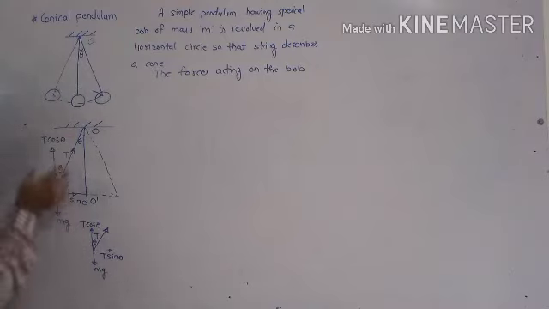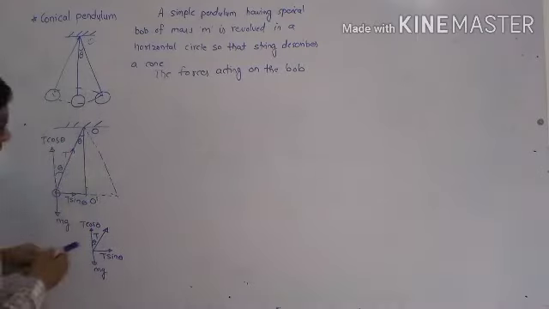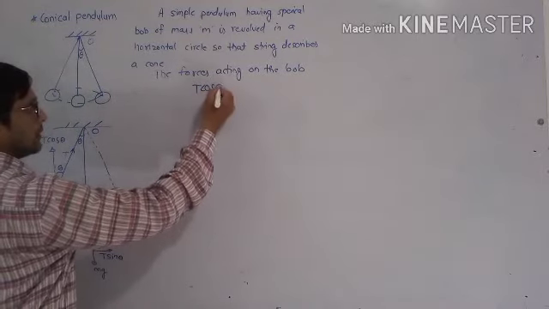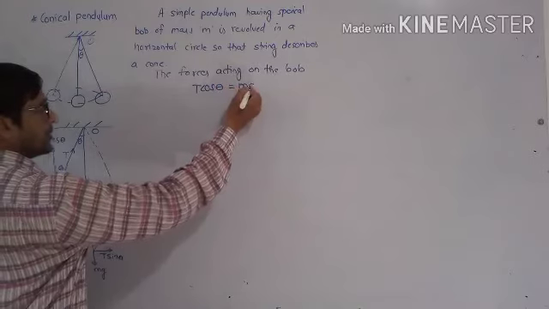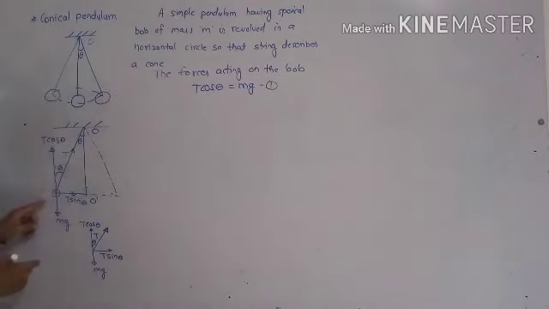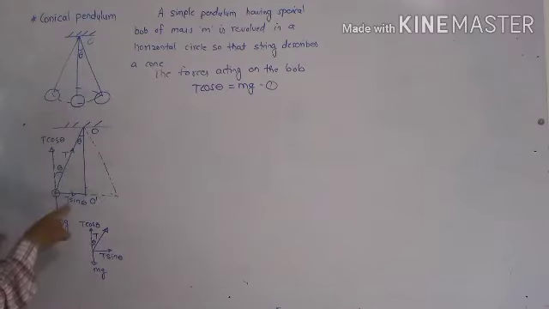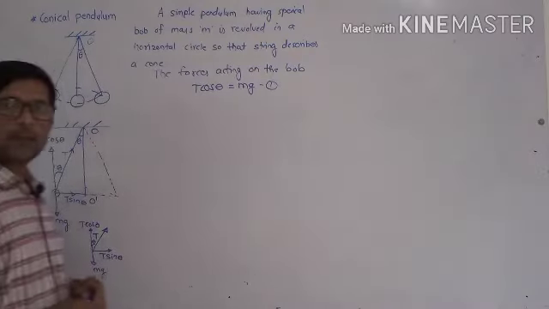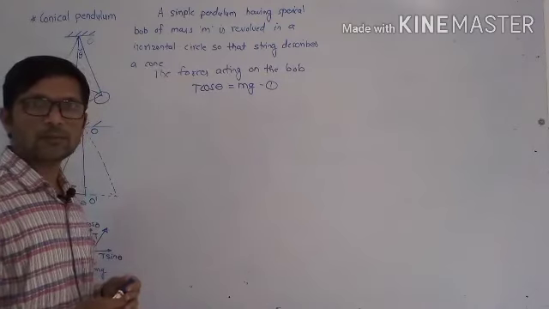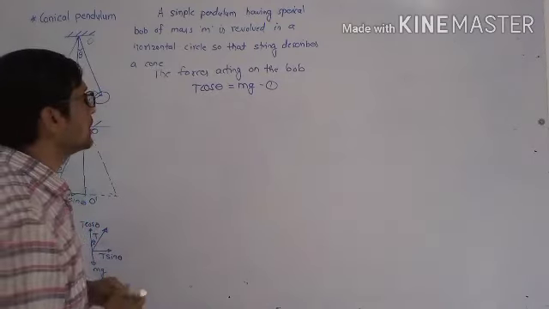The work of balancing this mg is being done by T cos theta. So T cos theta balances the mg. The bob does not move vertically because T cos theta balances it. But this T sin theta, which is towards the center along radius, plays the role of centripetal force, that is the unbalanced force in the horizontal direction.